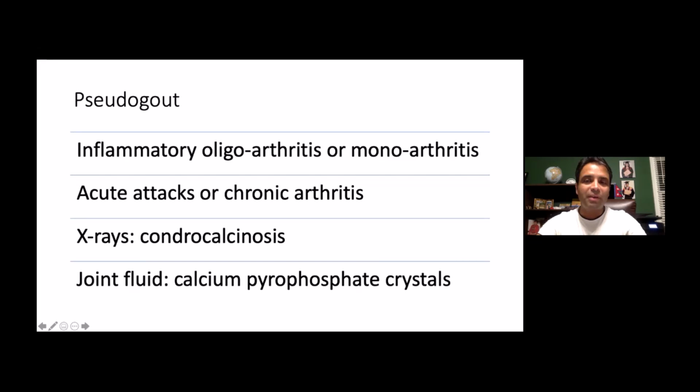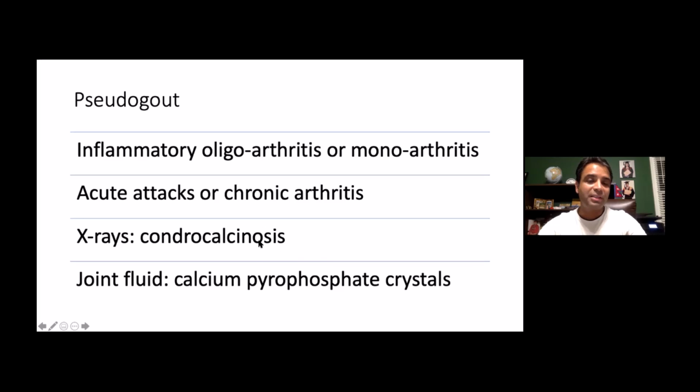The other form of inflammatory arthritis is called pseudogout. The name suggests it's similar to gout in clinical presentation, but the crystals are different. In gout, it is urate crystals. In pseudogout, it is calcium pyrophosphate crystals. Typically it happens in older males, and in patients who already have joint damage because of osteoarthritis. It could present with a few joints in an oligoarticular pattern, or as a monoarticular arthritis. They also have acute attacks, and they also have a chronic form where people have arthritis for a long period of time, compared to gout, which typically is not chronic.